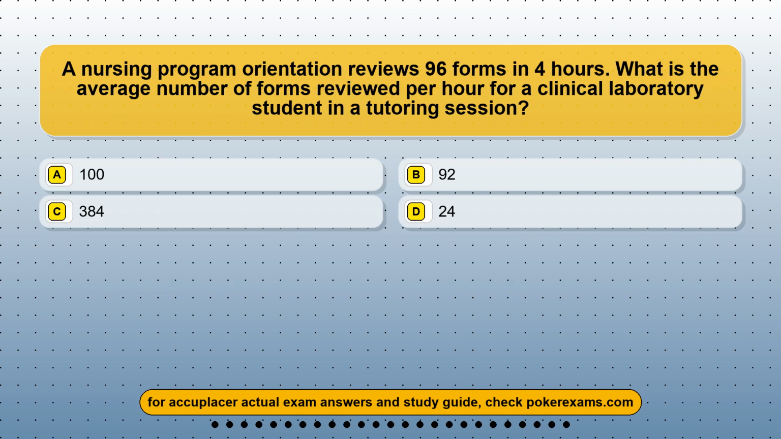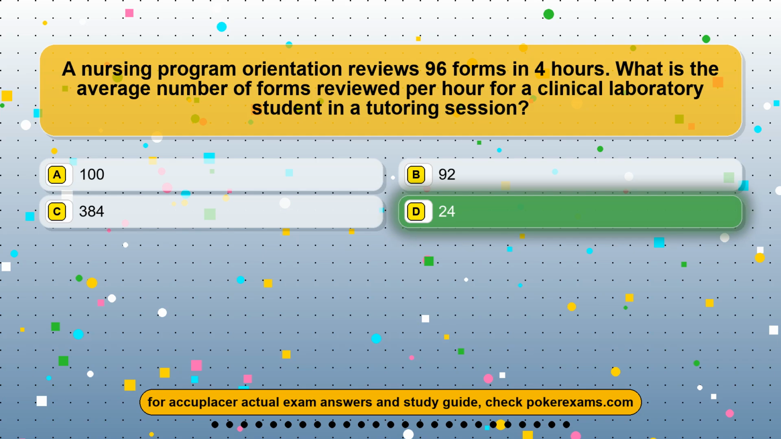Question 21. A nursing program orientation reviews 96 forms in 4 hours. What is the average number of forms reviewed per hour for a clinical laboratory student in a tutoring session? Option A, 100. Option B, 92. Option C, 384. Option D, 24.